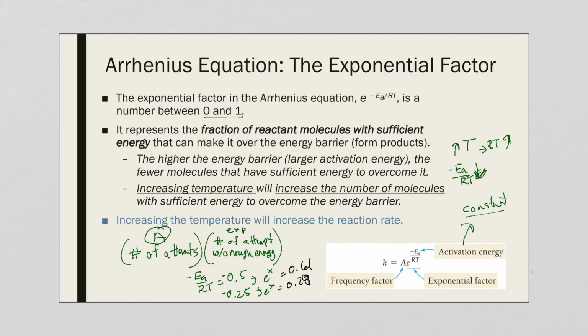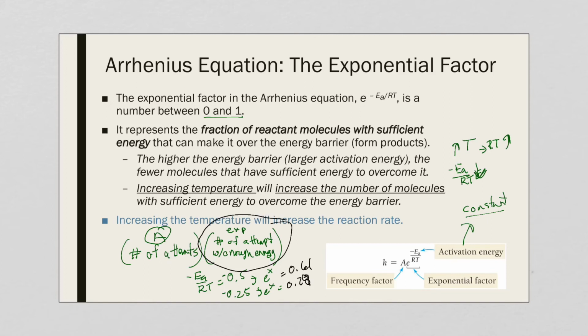So as this value gets smaller, our exponential part gets bigger, which means the number of attempts with enough energy gets larger, so we get more product. This is why typically for most reactions we see that as we increase the temperature, we increase the number of molecules with sufficient energy to overcome the energy barrier. In other words, the exponential part of this equation gets bigger.